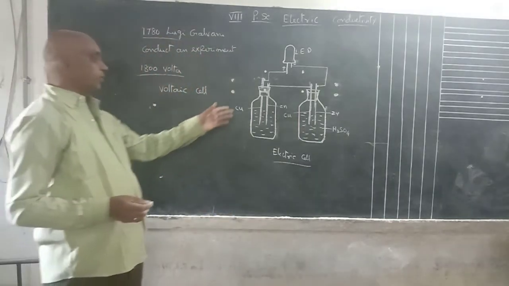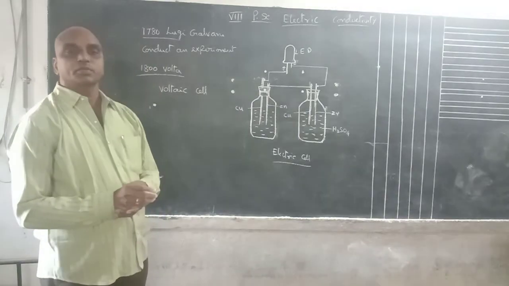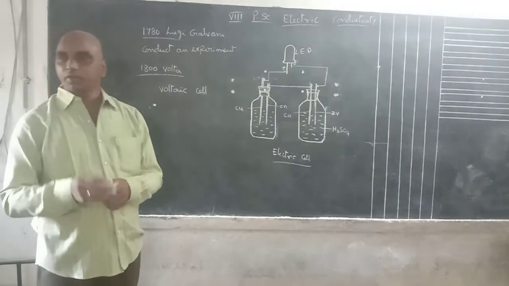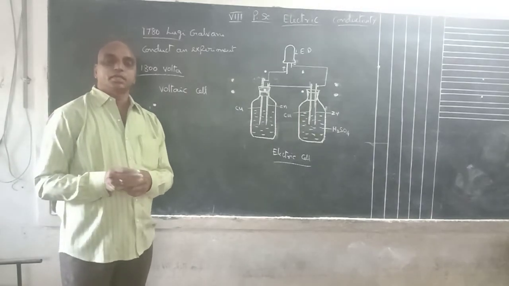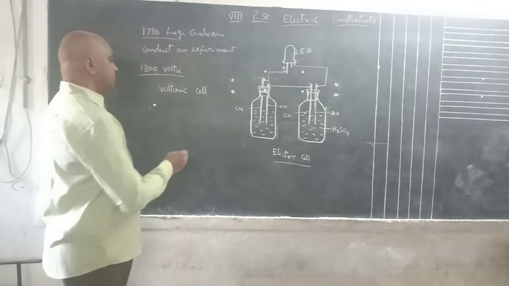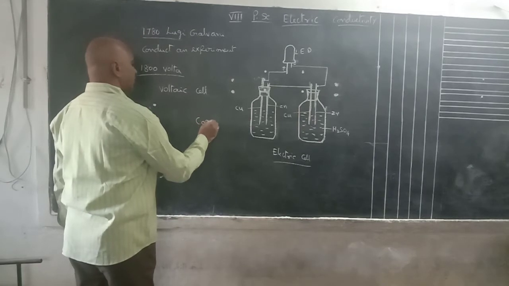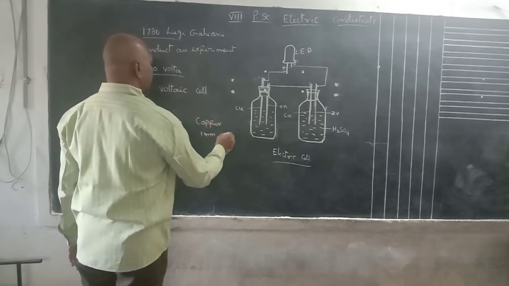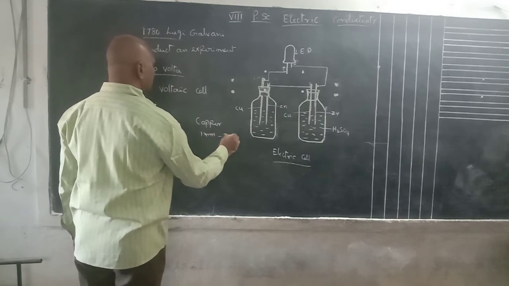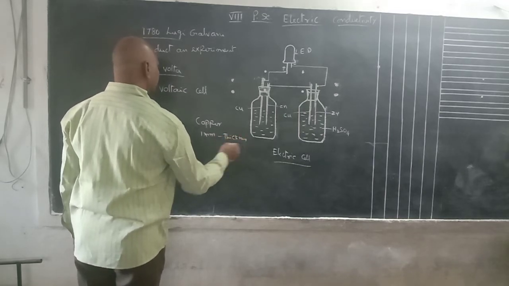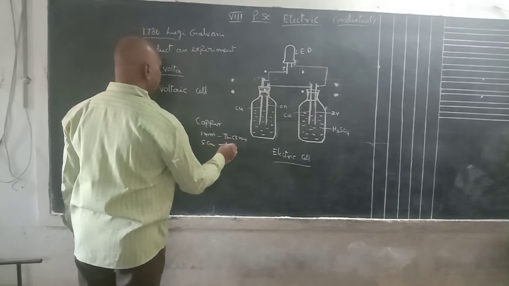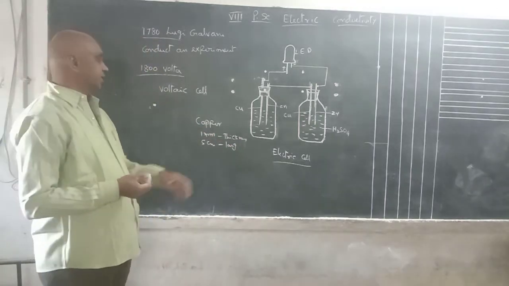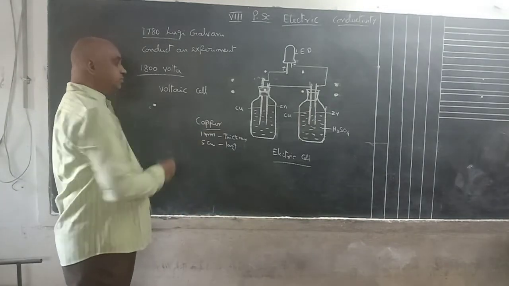Take two copper rods and two zinc rods. Copper rod means generally the copper connecting wires. Take a thick wire, nearly 1 millimeter thickness, 5 centimeters long. Otherwise 2 mm also you can take. Cut two copper wires like this.